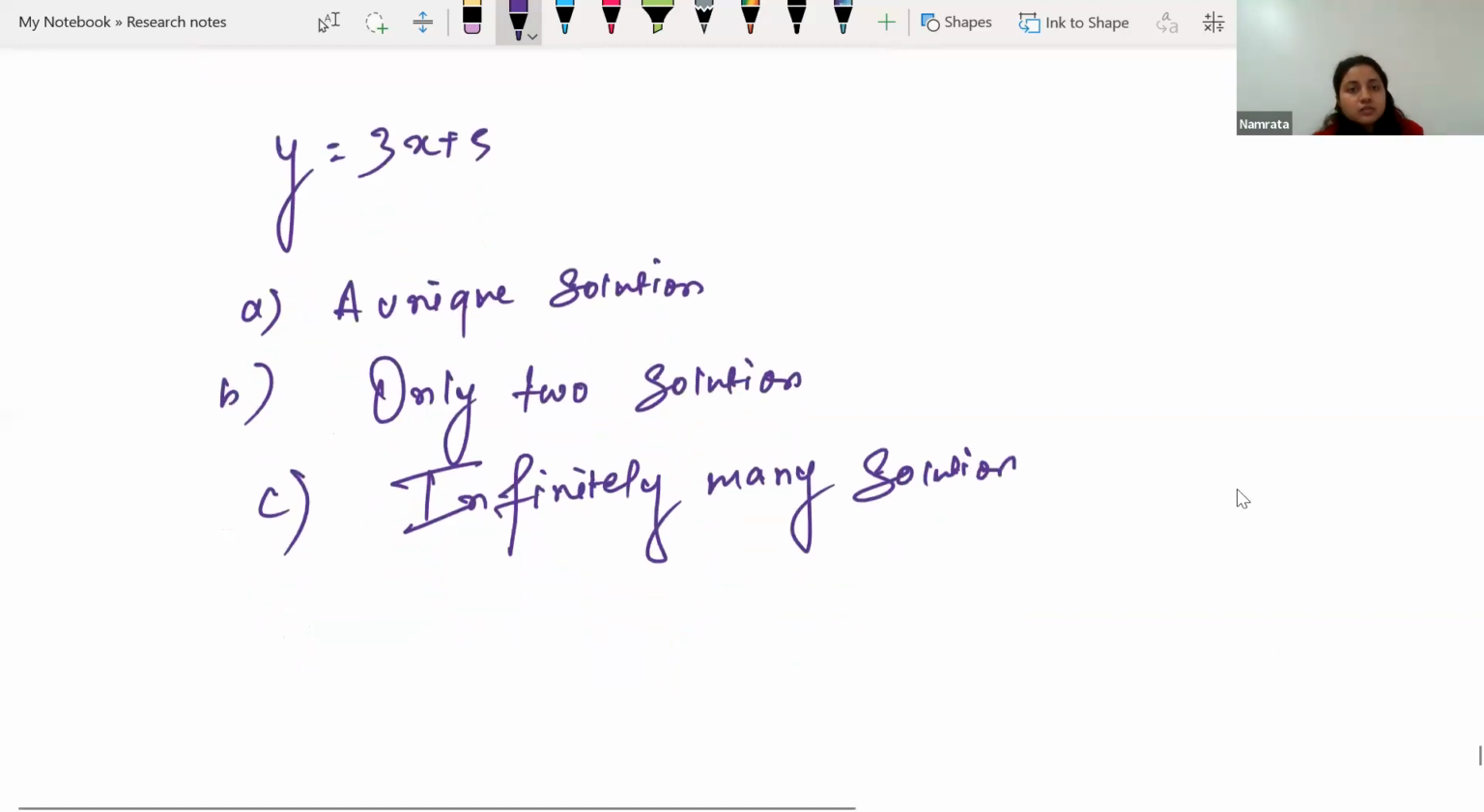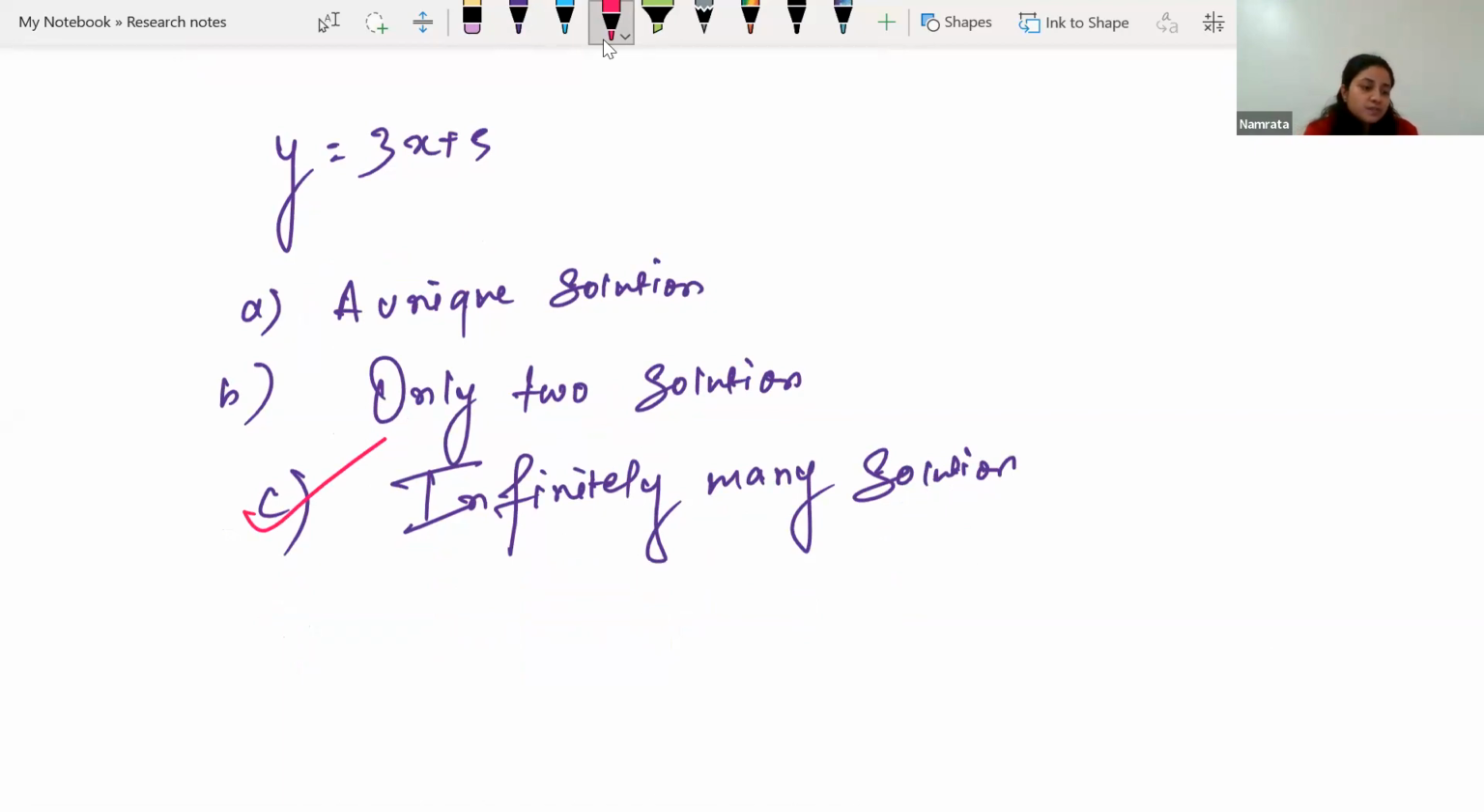Yes, Arya, can you please repeat? Infinitely many solutions. Yes, this is the correct option. Now we have discussed that a linear equation in two variables has a lot of possibilities, and that's why we are having infinitely many solutions.